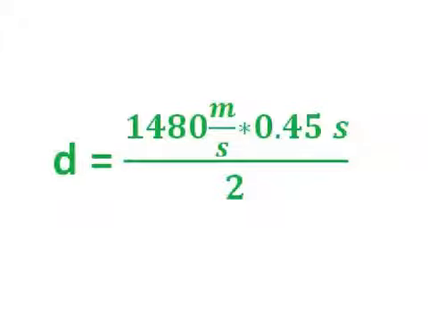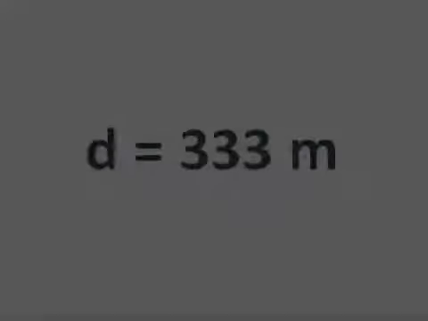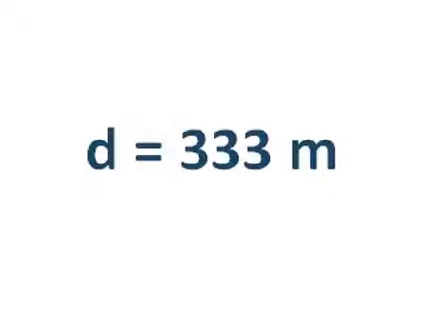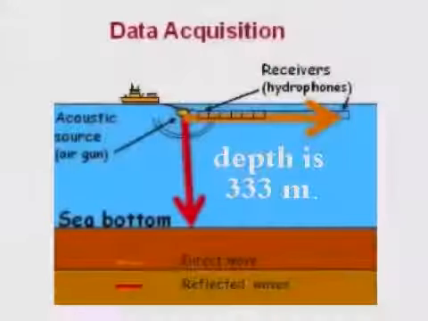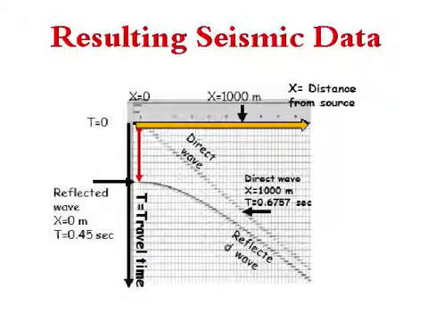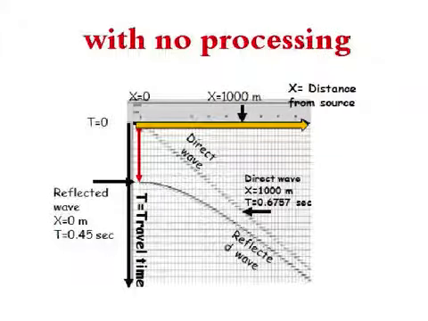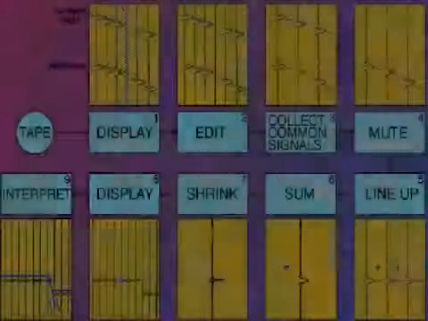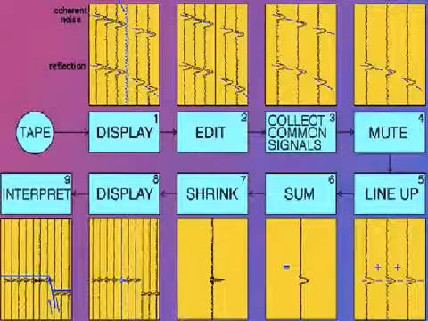Putting in their numbers, they write small d equals 1,480 meters per second times 0.45 seconds divided by 2. Doing the math, they know that little d equals 333 meters. So the depth of the water is 333 meters. By plotting this line in red, we measured the depth of the ocean. This is what they call seismic data with no processing. This means that they make no corrections for noise, angles, etc. We use the data exactly as it is recorded.